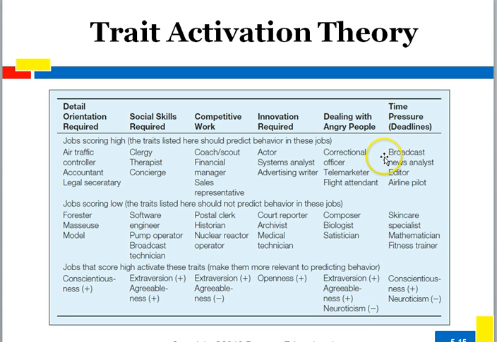Time pressure or deadline. So if you have a job like a broadcast news analyst, editor, or airline pilot, the pressure or the deadlines of the jobs, hopefully you're more conscientious and you can deal with that better. And jobs where time pressure isn't so big, mathematician, fitness trainer, skincare. I don't know. This chart is just some examples of how what would activate certain traits. So it's trying to look at jobs and how certain traits would be activated. So the plus would be more activating the trait, and the negative would be less activating the trait.